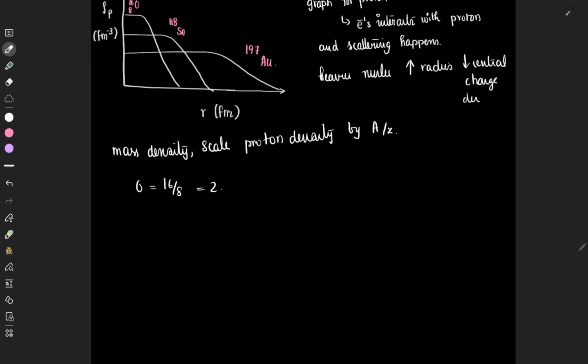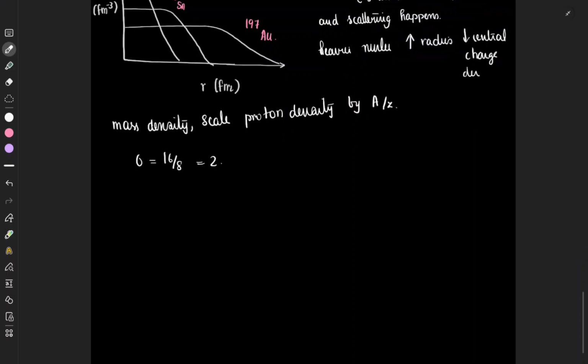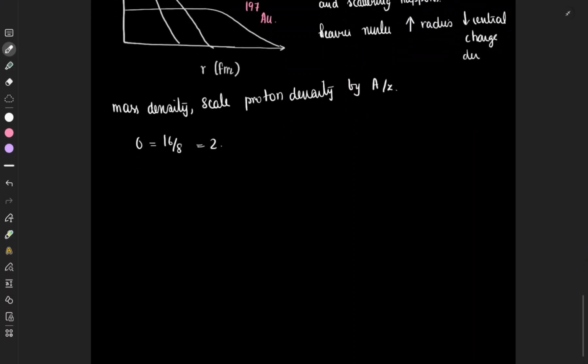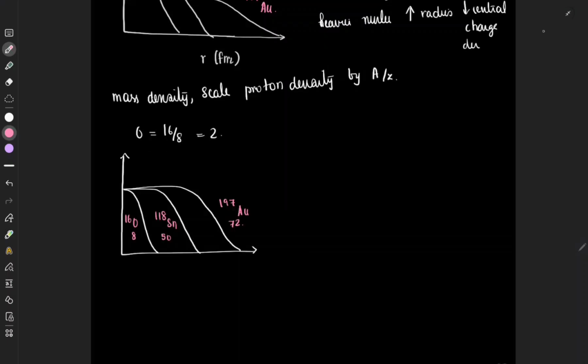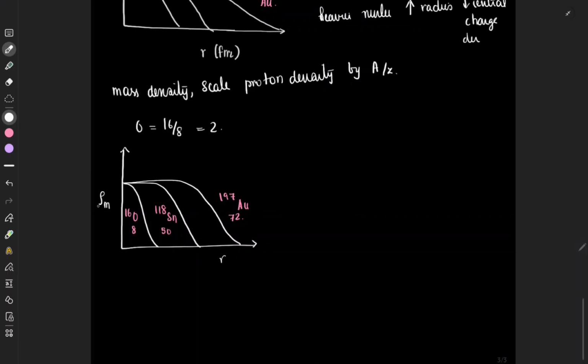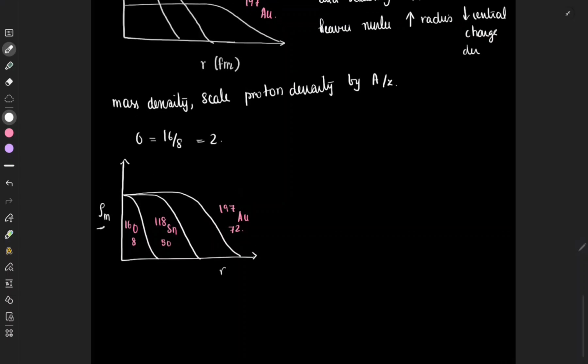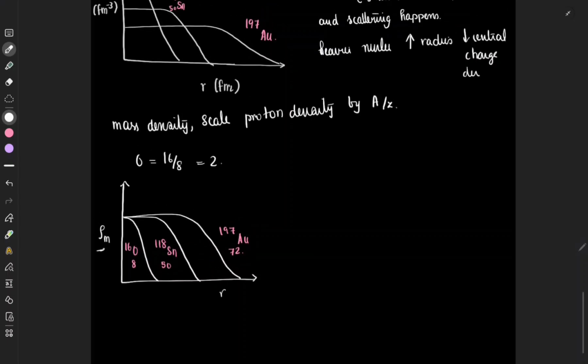whereas for tin and gold, the A by Z ratio is larger due to neutron excess. After scaling, the mass density profiles for different nuclei nearly coincide, indicating a universal nucleon distribution shape. What I mean to say is that from the graph you'll understand. Okay, so this is how the graph looks. This is for the whole charge, and this is R. This is for both protons and neutrons.